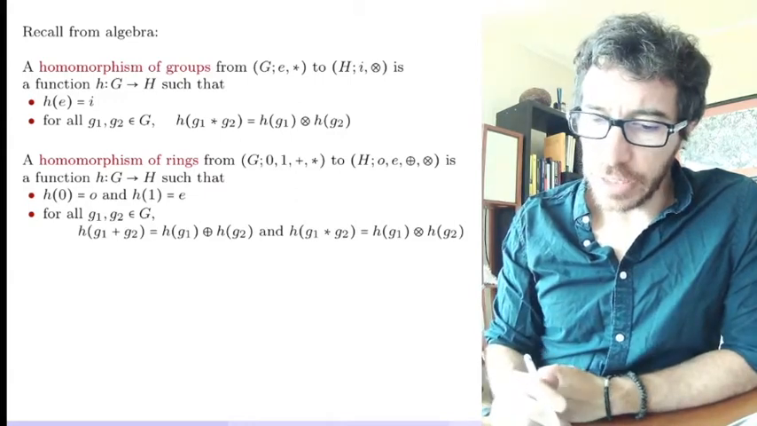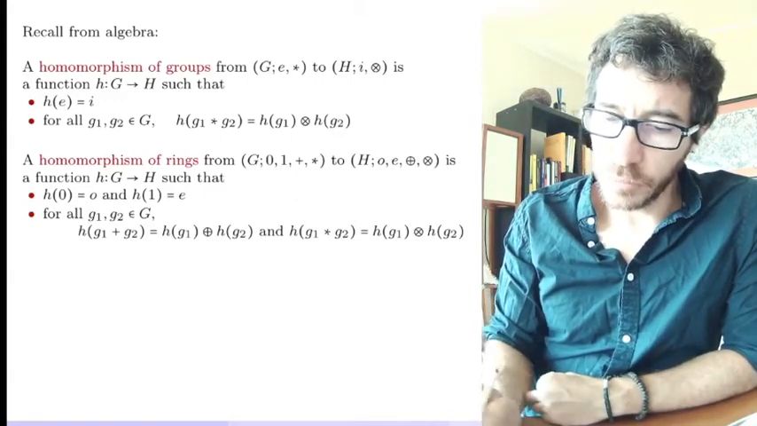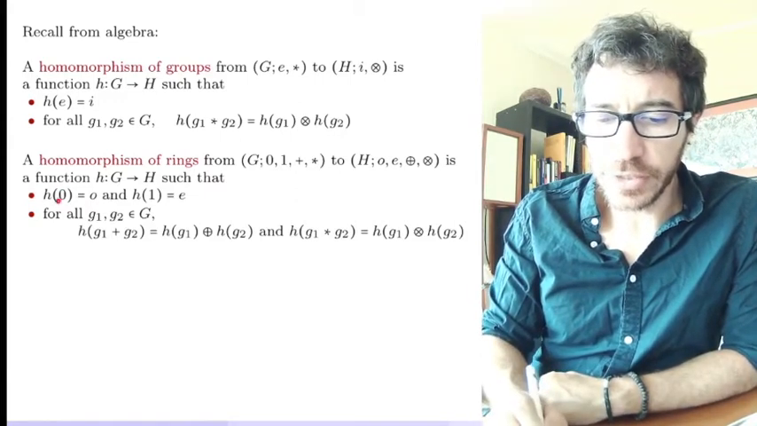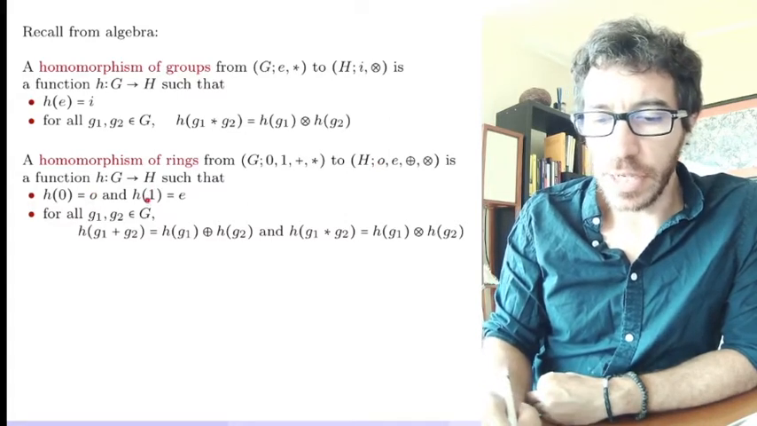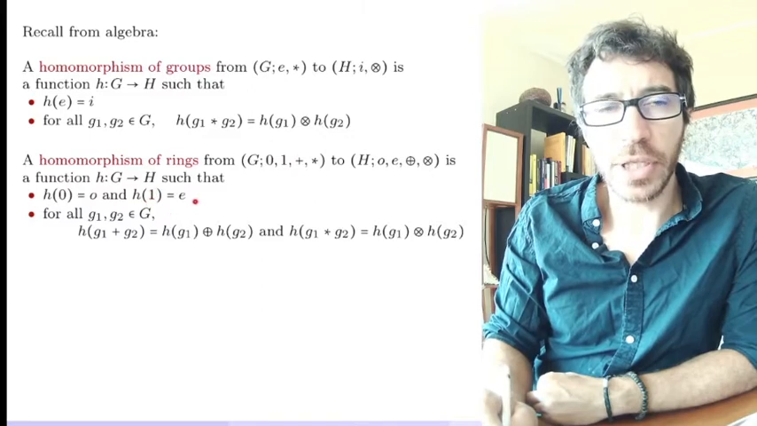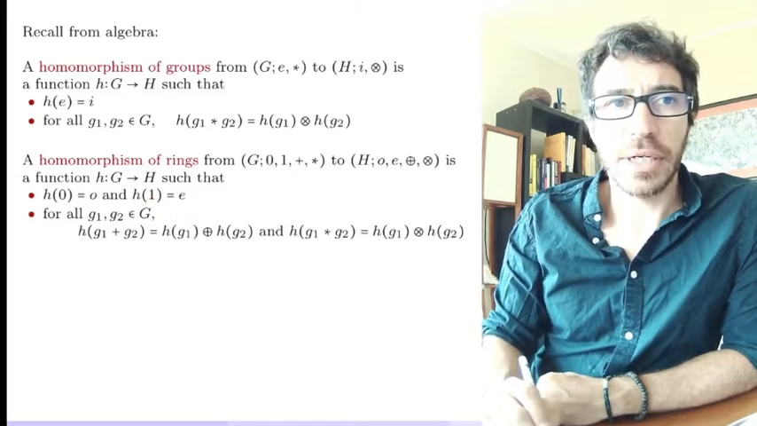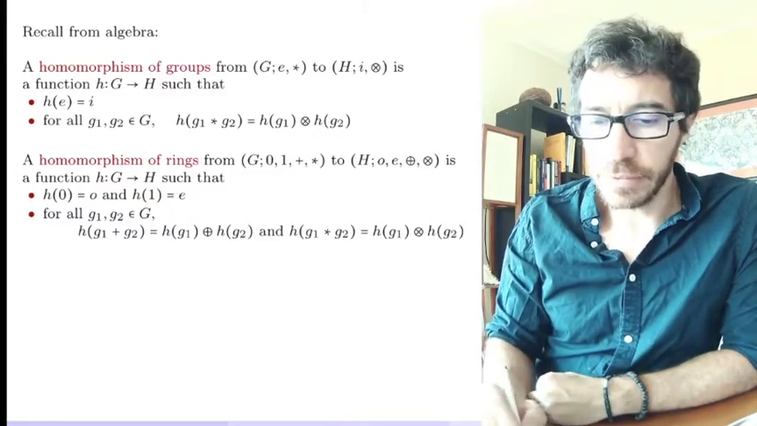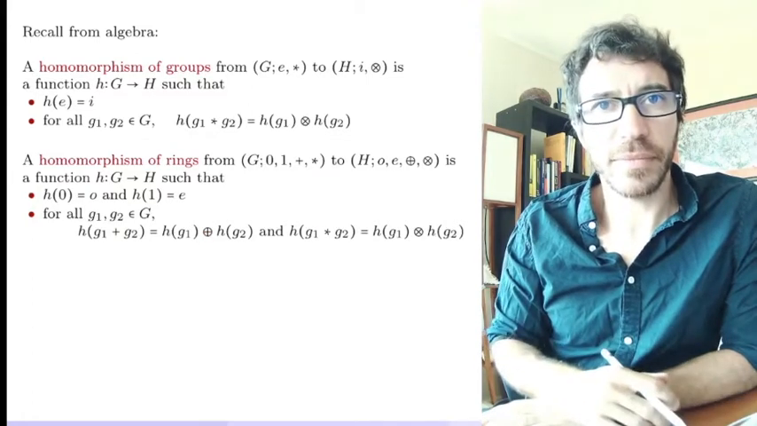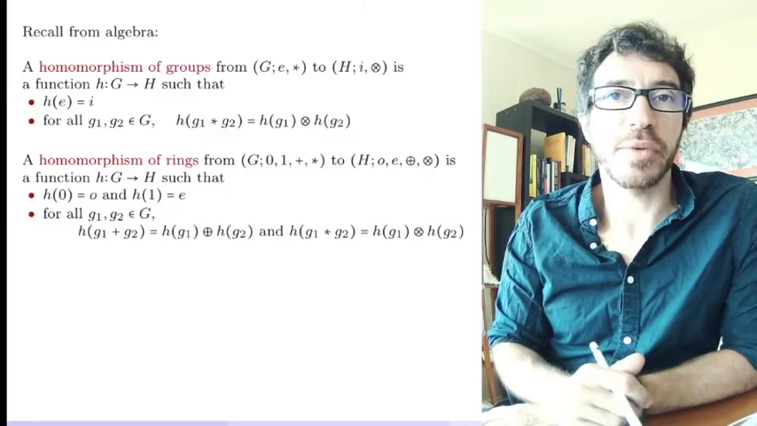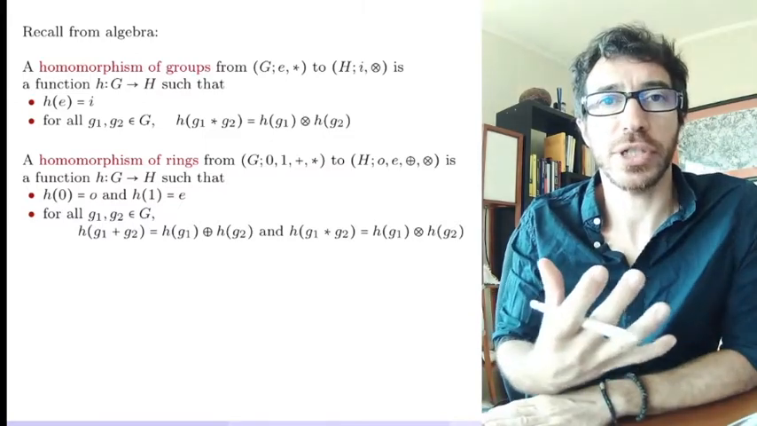To be a homomorphism of rings, you need to satisfy that the 0 of one goes to the 0 of the other. The identity for multiplication of one goes to the identity for multiplication of the other. And both operations are preserved: plus goes to plus, times goes to times. So that's a homomorphism of rings. It preserves all the structure, essentially.